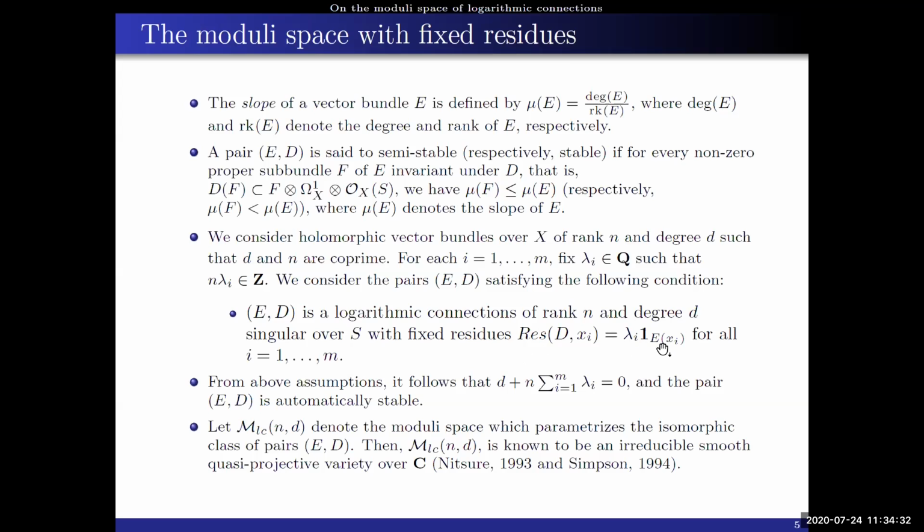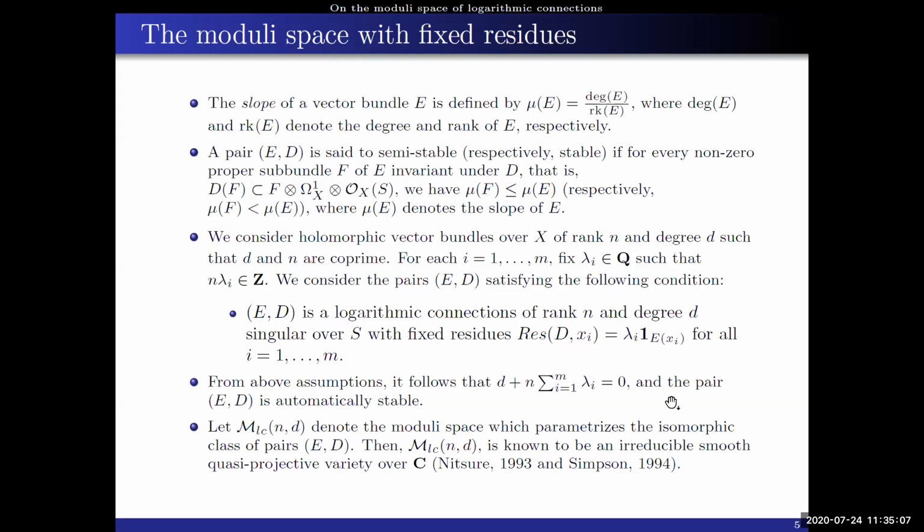So here I'm fixing residues of this special kind. I have chosen the numbers λ_i in Q such that n times λ_i is in Z. So the residue I'm choosing is λ_i times the identity morphism on the fibers of the vector bundle E, for all i equal to 1 to m. So from the above assumptions and from Otsuki's formula, we have this. We immediately conclude that d plus n times the summation of λ_i, i equal to 1 to m, is equal to 0.